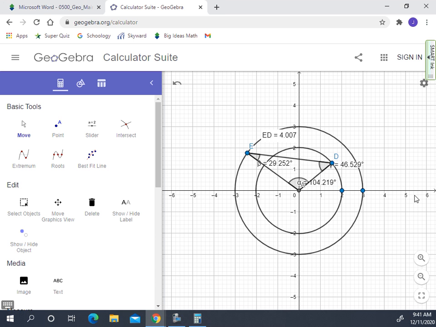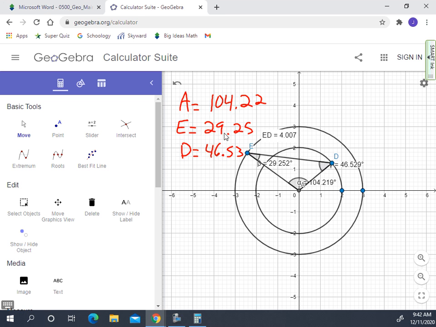Okay. And then we need to keep track of this. So I'm going to write these down off to the side so we can see it a little bit. Let's say angle A is 104.22. Angle E is 29.25. Angle D is equal to 46.53. Okay. It's a good thing to keep those numbers in mind because they want us to repeat this process more than once.